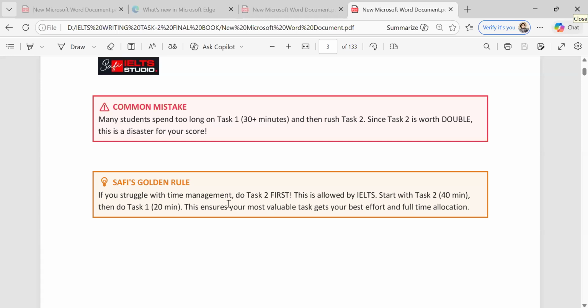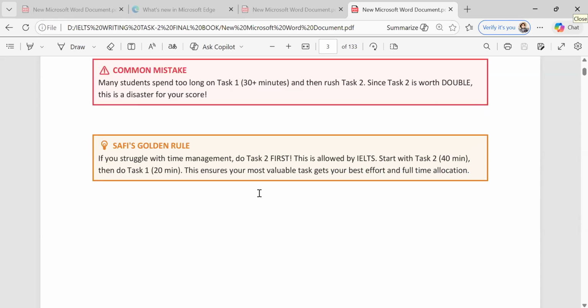If you struggle with time management, do task 2 first. This is allowed by IELTS. Clear? It's totally allowed by IELTS. Start with task 2, 40 minutes time, then do task 1, 20 minutes. This ensures your most valuable task gets your best effort and full time allocation. So what I suggest to you, you can perform task 2 first, then you may go towards your task 1.